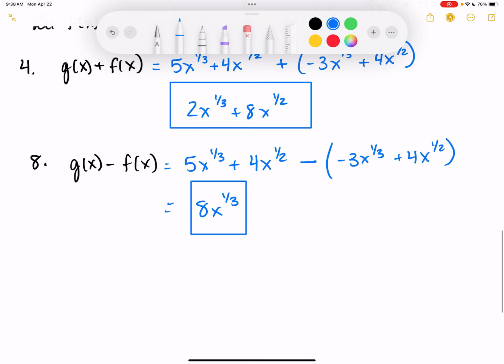And it would work the same way if it was g(x) minus g(x): you would have the function, then minus, and then the same function again. Whatever it says, you just plug it in exactly.